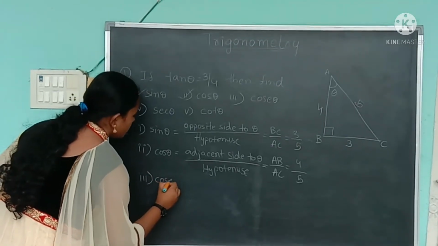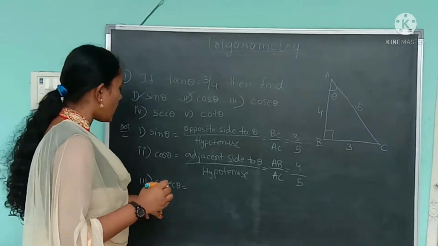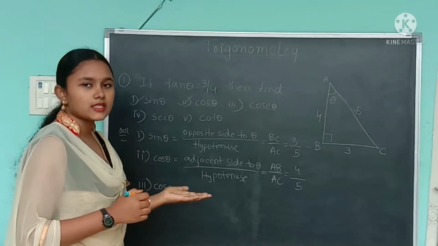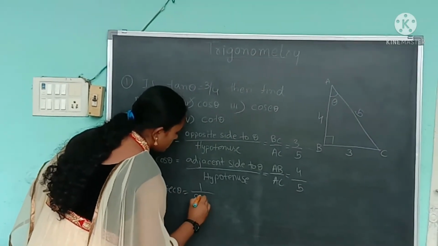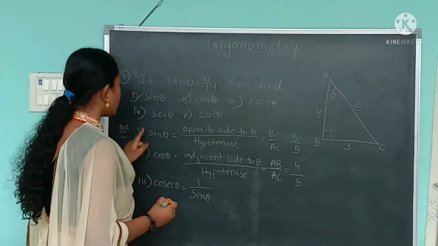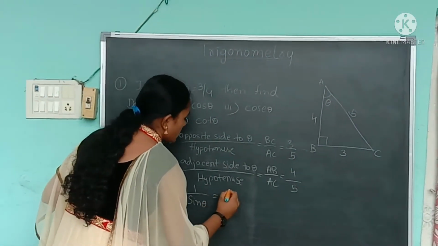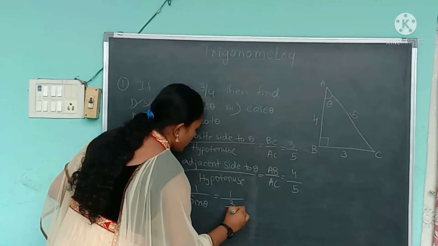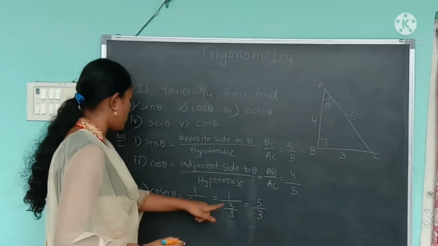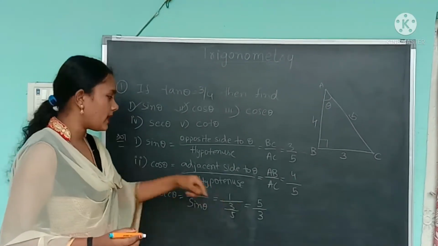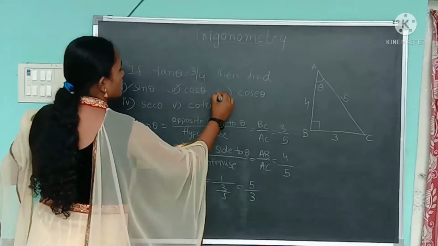Next, the third one, cosecant theta. What is the ratio of cosecant theta? It is basically 1 by sin theta, the inverse of sin theta. We got the value of sin theta as 3 by 5. So 1 by 3 by 5, the value of cosecant theta will become 5 by 3. So cosecant theta is over.